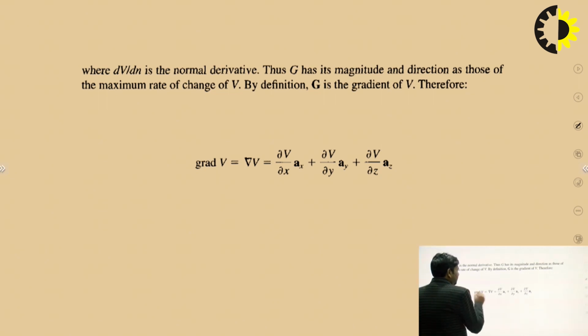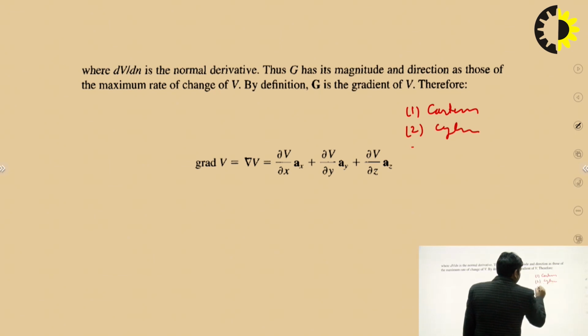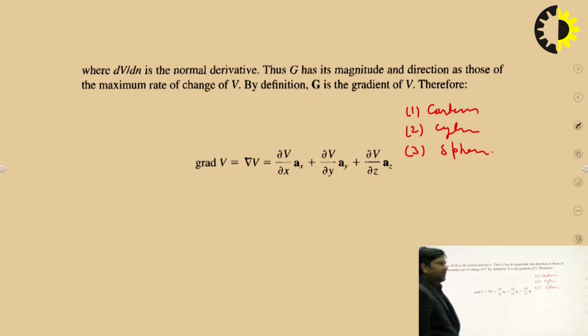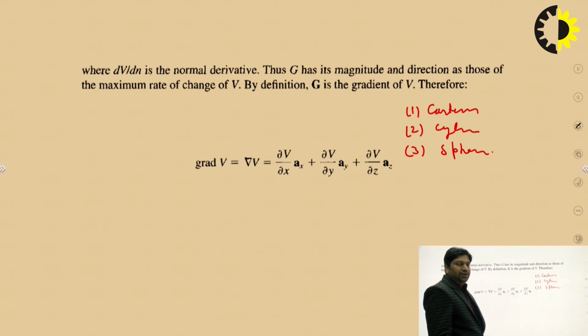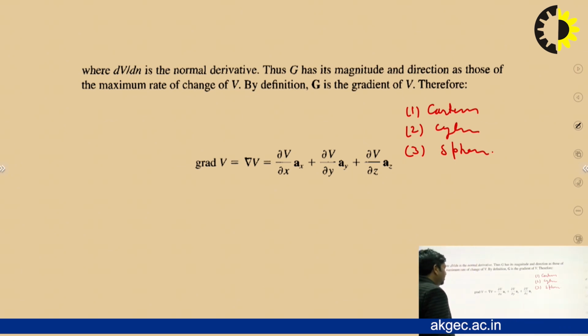We calculate the gradient in different coordinate systems. The first is the Cartesian coordinate system, the second is the cylindrical coordinate system, and the third is the spherical coordinate system. This is a very important question that is asked from Unit 1 in the UT examination, the PUT examination and other examinations: what is the formula for the gradient of a scalar field V, and how do you find the gradient in different coordinate systems.